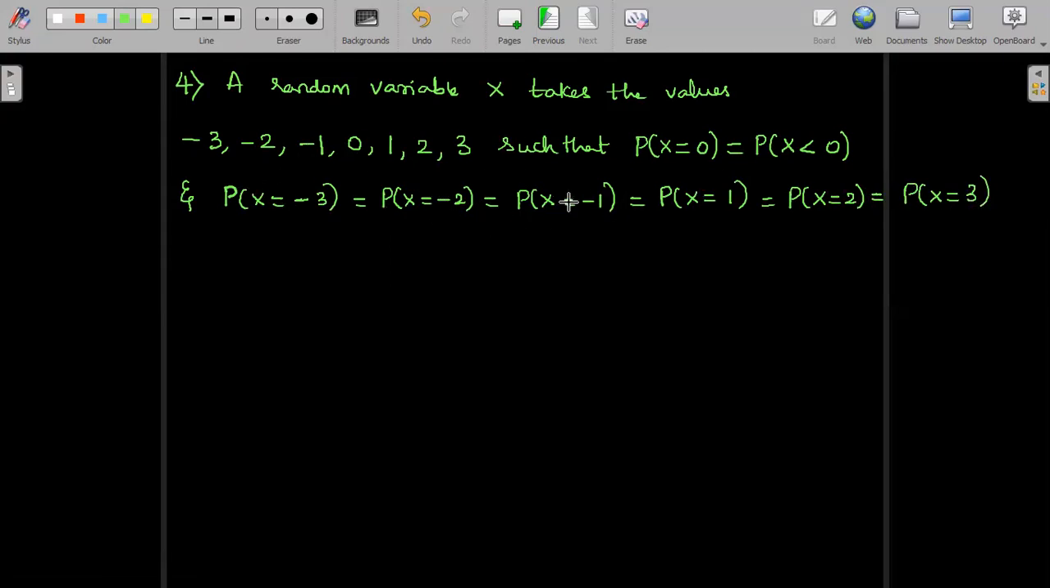Correct? -3, -2, -1, 1, 2, 3. Under the condition given, find the probability distribution.